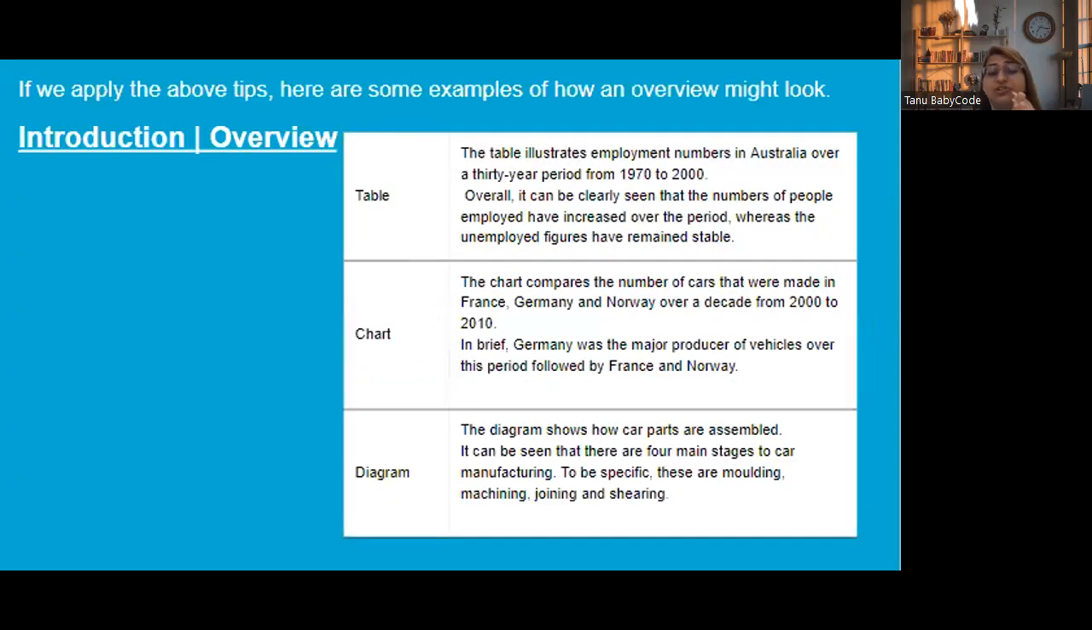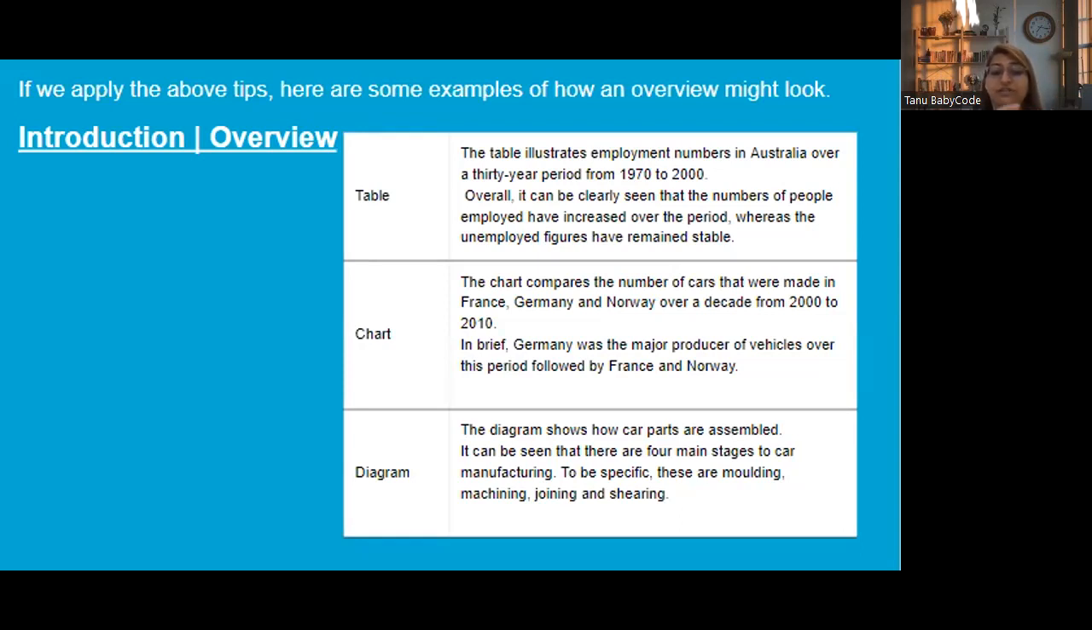Now, how do your introduction and overview look when combined? Introduction done. Now see the overview for the table. Overall, it can be seen that the number of people employed has increased over the period, whereas unemployed figures remain the same. So when you observe, you saw that the number of people employed has increased, whereas unemployed figures remain stable.